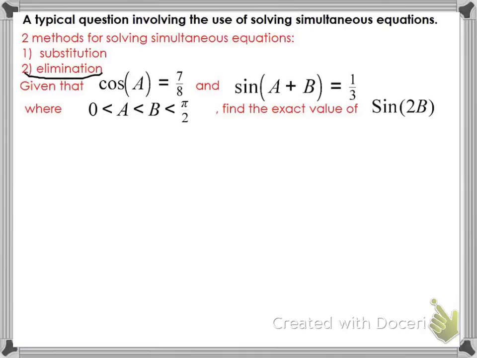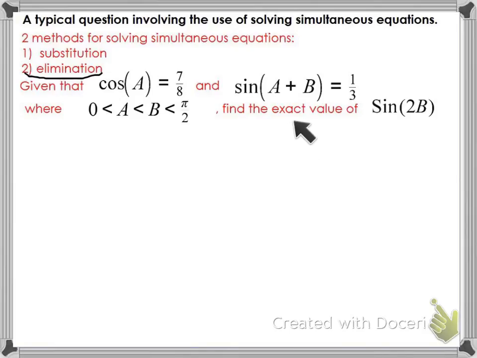Okay. So, first off, there's our two angles, angle A and angle B. There's a fact about angle A, cos of A is 7 on 8. Now, here's a fact about both angle A and angle B together. We've got an addition of angles that gives us a third. From that, we're told angle A and angle B are just acute angles in the first quadrant from 0 to pi on 2, so they're all positive. Sine is positive, cos is positive, tan will be positive.